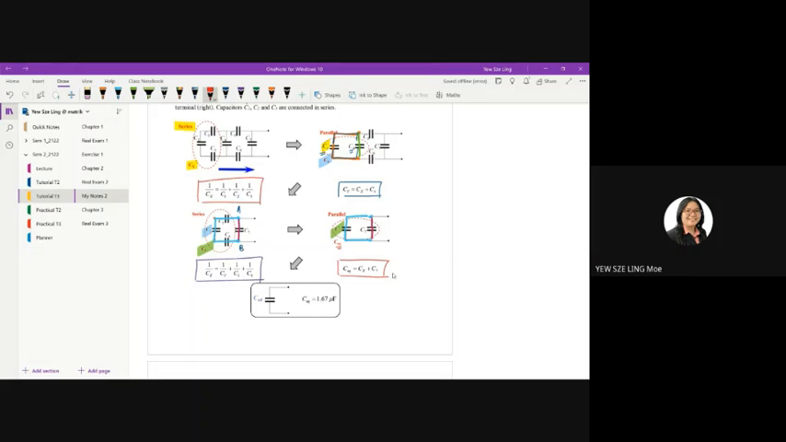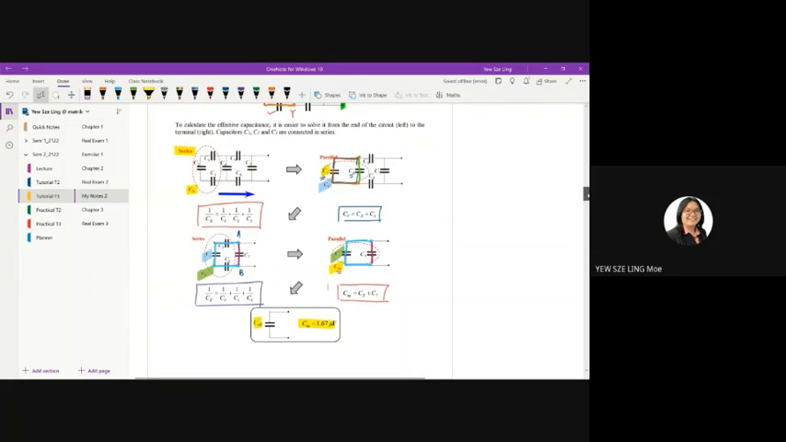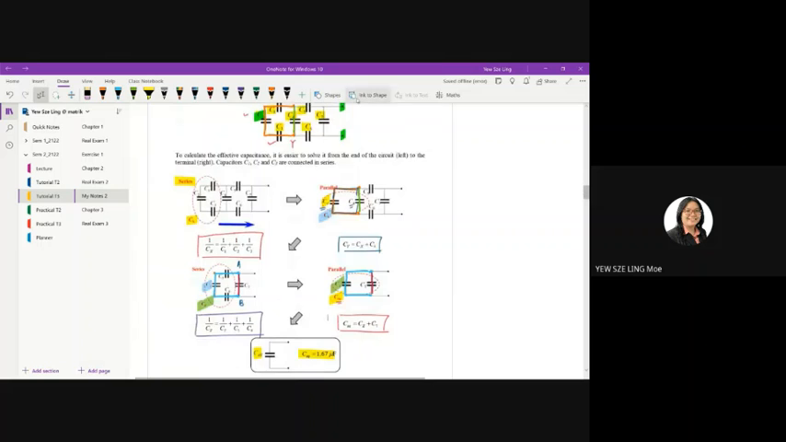And that marks the end of this question. You plug in the values, and eventually you will obtain C equivalent equal to 1.67 microfarad. So now I label it as C effective or C equivalent. That is the example, and that is the thing we are going to do today. Our example 1 and example 2 are basically this type of question.